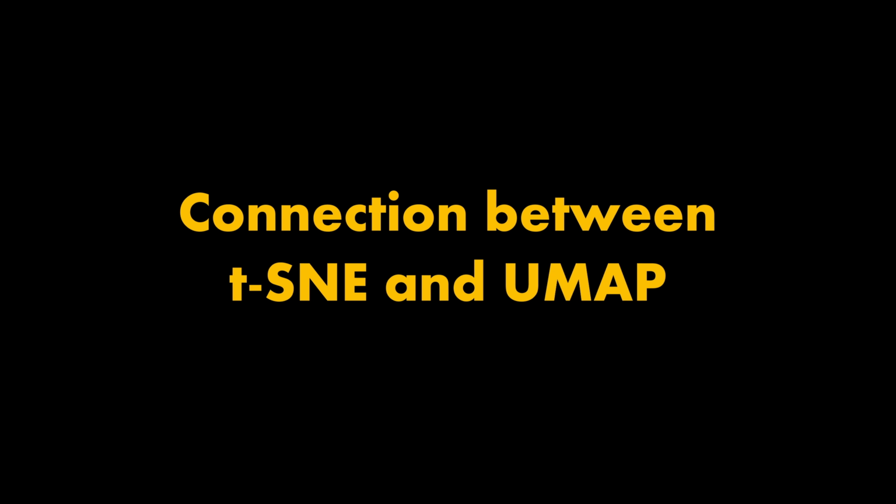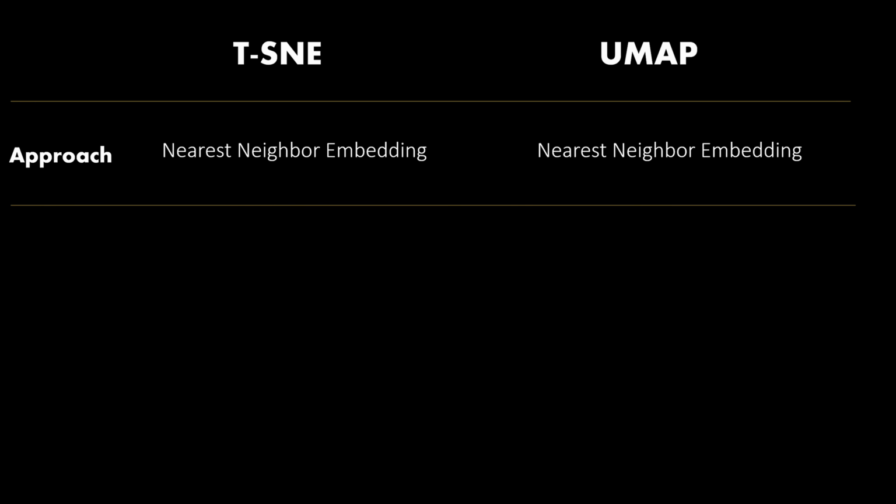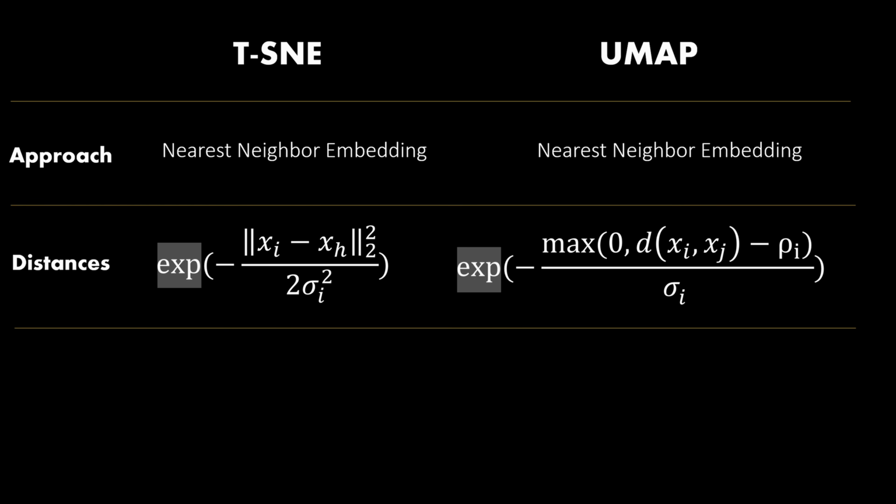To finalize this video, let's quickly revisit the connection between t-SNE and UMAP. UMAP and t-SNE are quite similar in many aspects, as they both create low-dimensional embeddings based on the nearest neighbors. When we look at the distance functions, we spot a few similarities. Both use exponential decay and have a sigma to control the intensity. UMAP, in addition, has the local connectivity constraint, which has beneficial effects for maintaining the global structure.